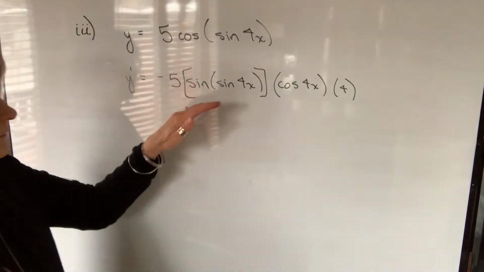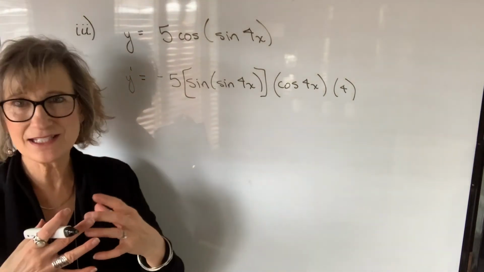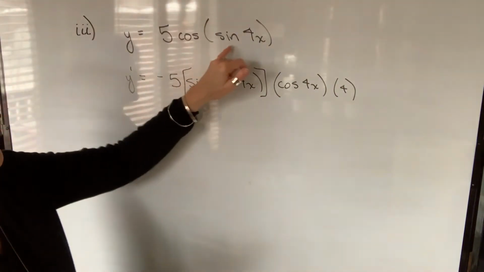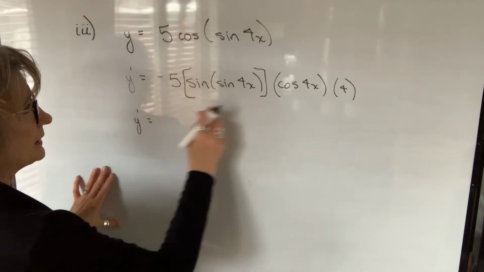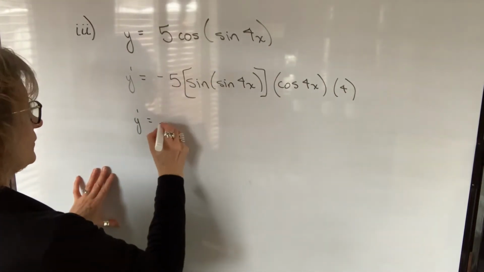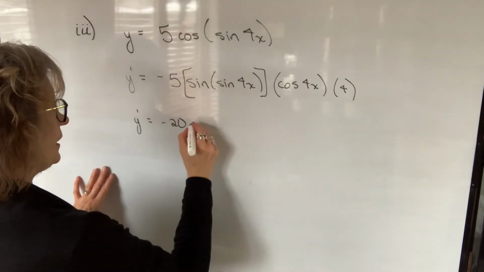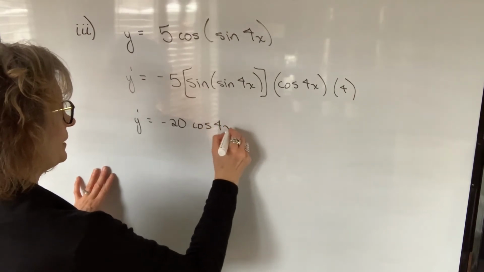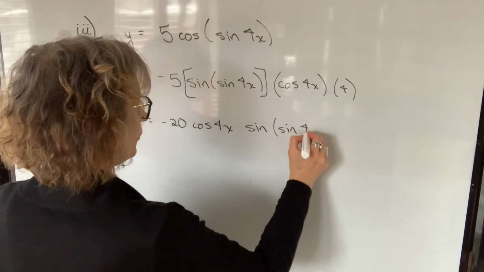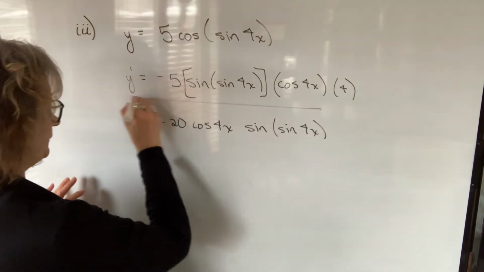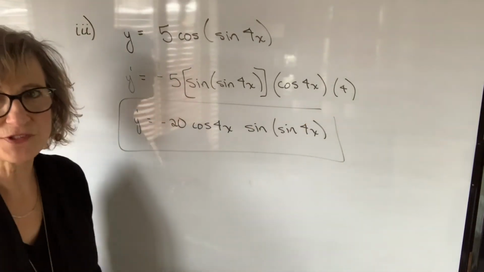So that one can be a very tricky one because students see it as a product rather than a composite function. Now we'll just simplify it. 4 times negative 5 is negative 20. Cos of 4x I'll write out front. And then I've got sine of 4x. So that would be the result.